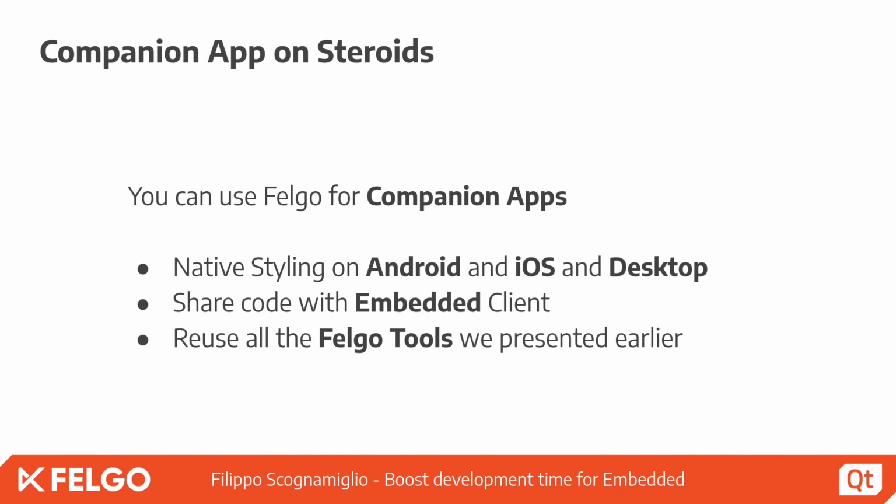The Felgo SDK also includes components which will help you create better mobile applications. This is very useful because nowadays almost every embedded device will have to talk to an Android or iOS phone. So companion apps become much easier using the Felgo SDK. You're going to have native styling on every single platform, so the application will look native on each platform, and you will be able to share most of the code with your embedded client. So coding it should become much easier.